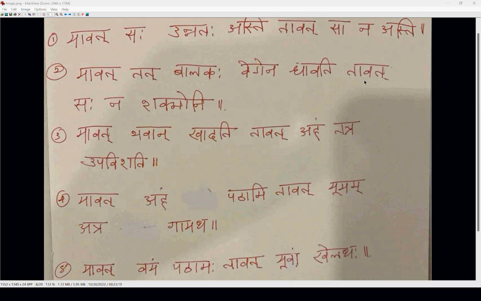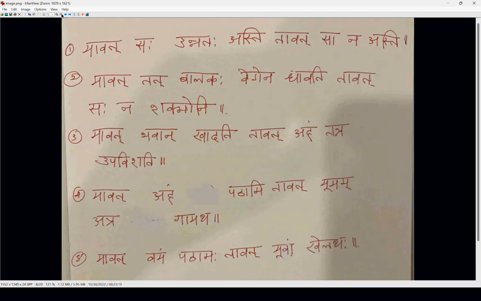यावत् सः बालकः वेगेन धावति तावत् सः न शक्नोति. यावत् भवान् खादति तावत् अहं तत्र उपविशामि. यावत् अहं पठामि तावत् यूयम् अत्र गायत. यावत् वयं पठामः तावत् युवां खेलतः. उत्तमं. द्विवचनप्रयोगः.